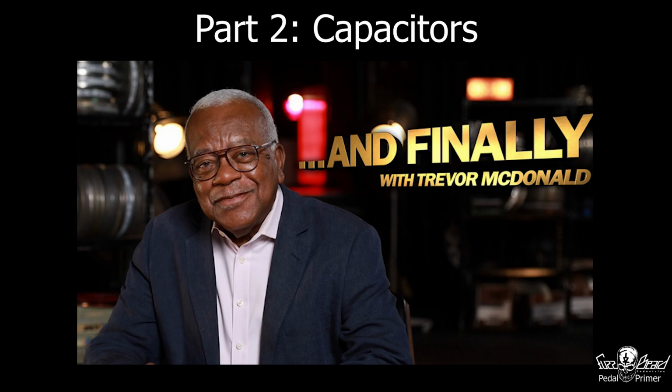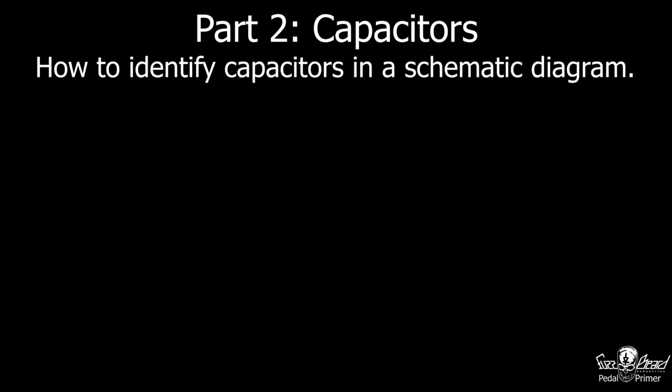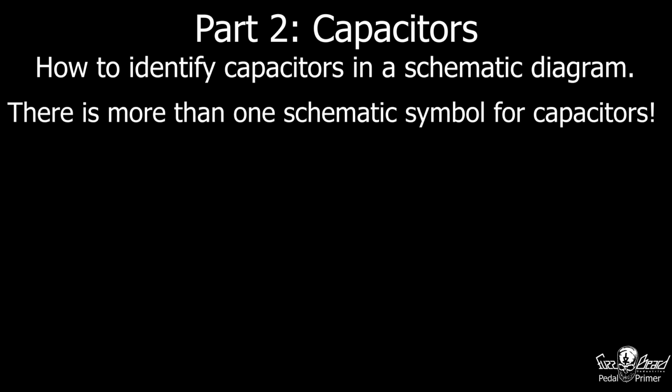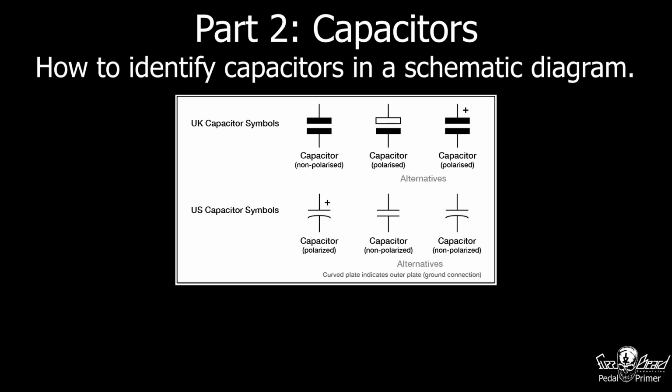Okay, and finally we are going to cover how to identify capacitors within a schematic diagram. As with resistors, there is more than one type of schematic symbol that you will see for capacitors as you read more and more circuit diagrams. Generally the most common one is two black rectangles with a line leading off of each one. The leads represent the legs of the capacitor and the two thick rectangles represent the charging plates within the capacitor.